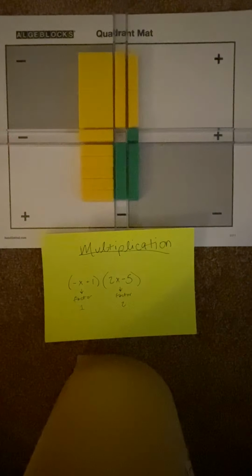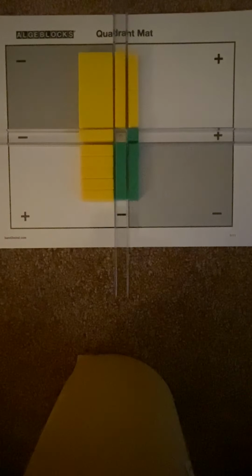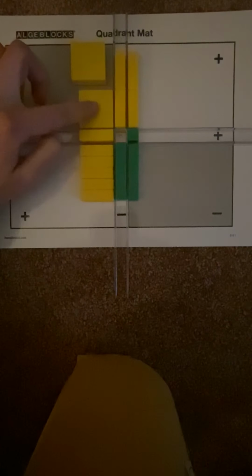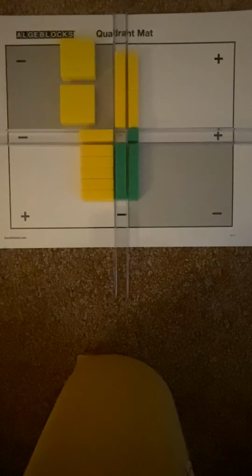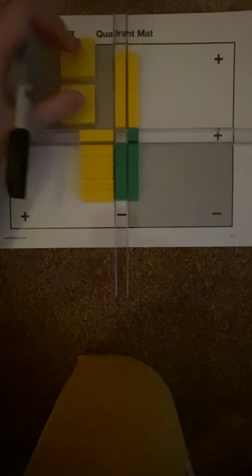So now we can count up all of the blocks we used to make this rectangle, and that will be the answer to our multiplication problem. All right, so let's start with this quadrant. So we have 2. All right. So we have 2x squared. And I'll show you my written answer once I finish it up.